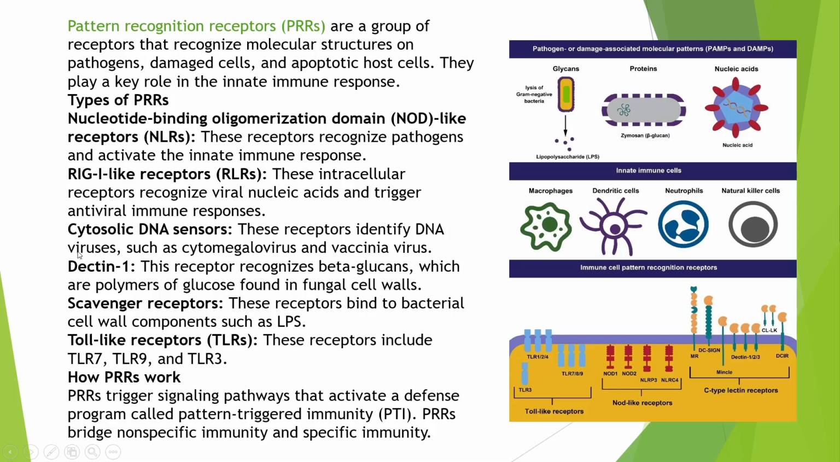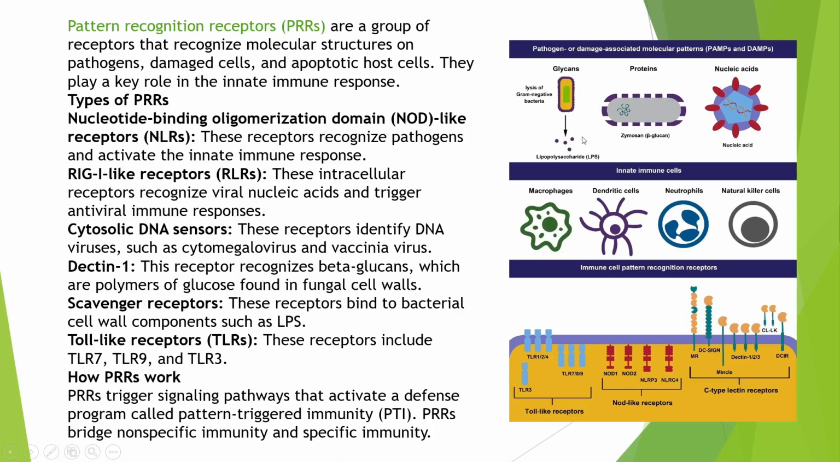Then dectin-1 recognizes beta glucans, which are polymers of glucose present in the fungal cell wall. Then scavenger receptors. These receptors bind to bacterial cell wall components such as LPS. Then toll-like receptors, they bind to different stimuli as we discussed earlier and include many like 7, 9, 2, 3, etc. And PRRs trigger signaling pathways that activate a defense program called pattern triggered immunity, that is PTI. Then they bridge non-specific and specific immunity.